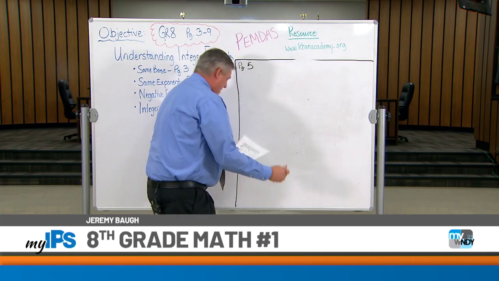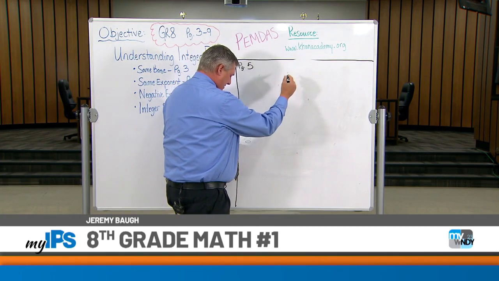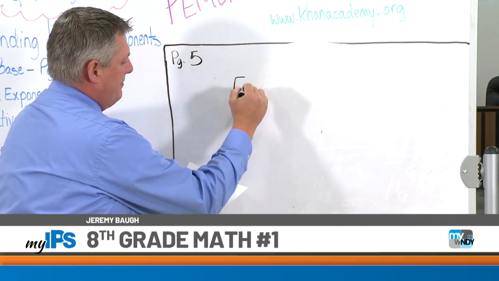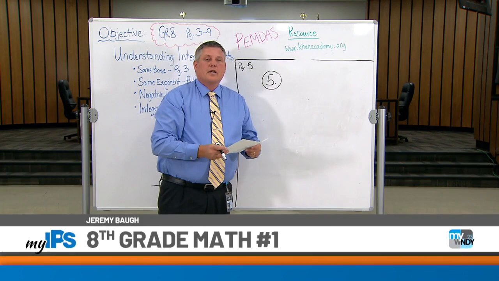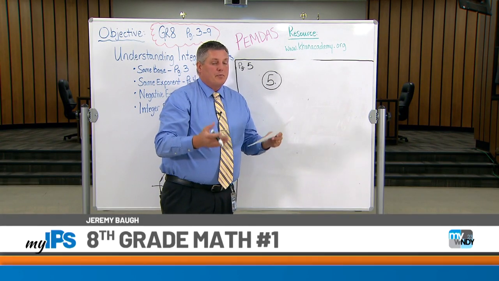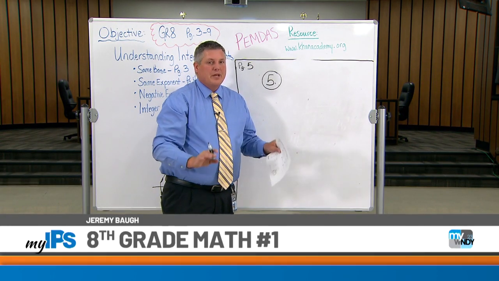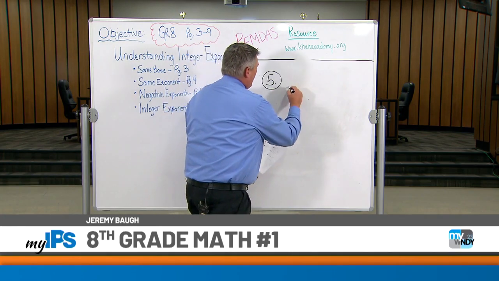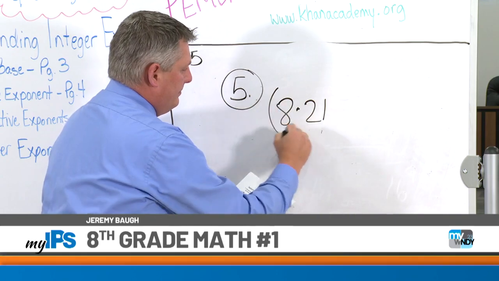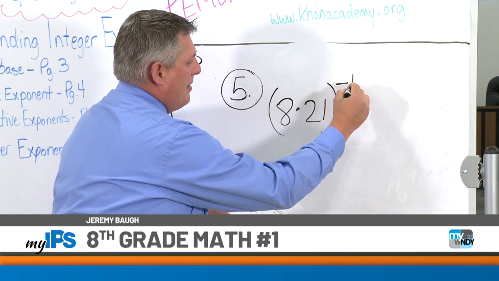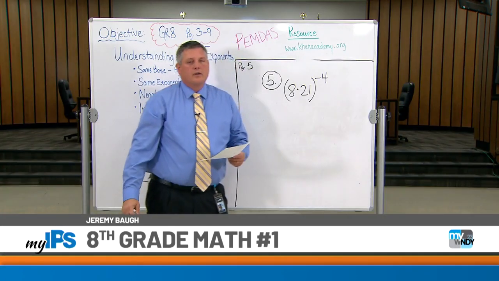Okay, here we go. Page 5 still, and I'm on number 5. This one has a negative exponent, and remember, the whole purpose of this page is to get rid of negative exponents. So I have 8 times 21 to the power of negative 4.